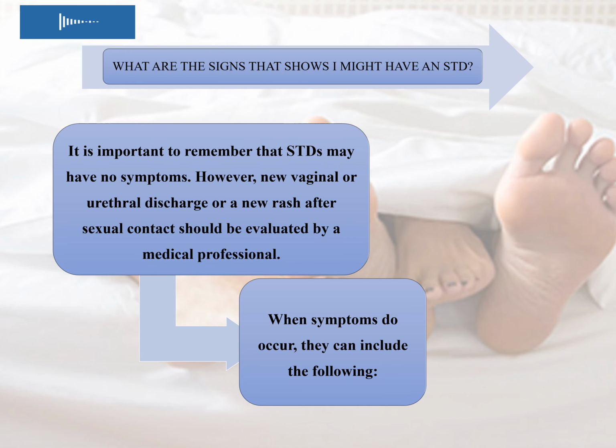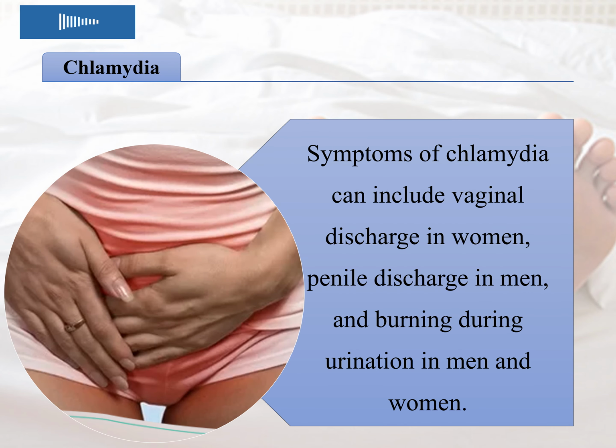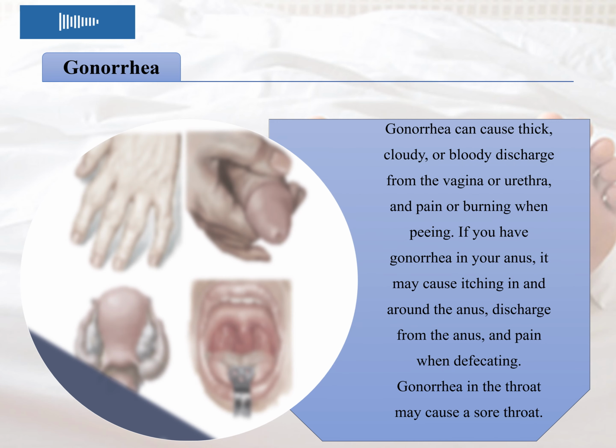Now let's look at the common signs and symptoms in these following STIs. Symptoms of chlamydia can include vaginal discharge in women, penis discharge in men, and a burning sensation during urination in men and women. Gonorrhea can cause thick, cloudy, or bloody discharge from the vagina or urethra, and pain or burning when peeing. If you have gonorrhea in your anus, it may cause itching in and around the anus, discharge from the anus, and pain when defecating. Gonorrhea in the throat may cause sore throat.